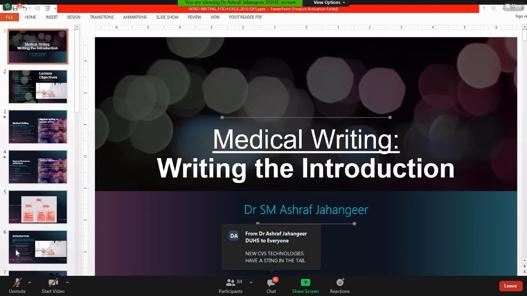Right. This was the title of a paper published in BMJ years ago. So, new cardiovascular science technologies have a sting in the tail. That's a phrase they have used, a sting in the tail. Which creature has a sting in the tail? And why does it have a sting in the tail?